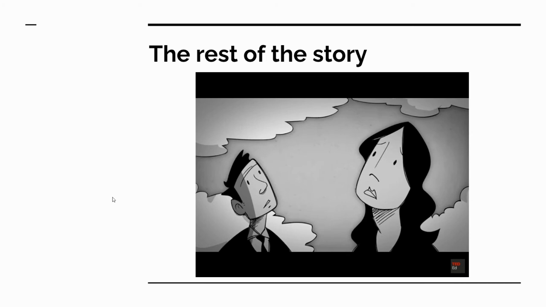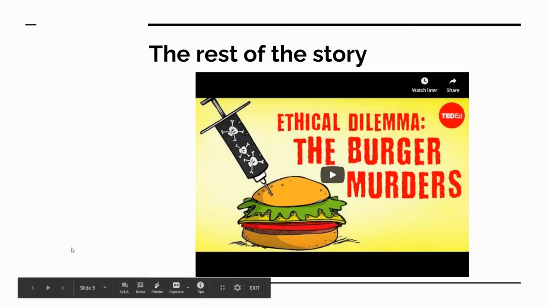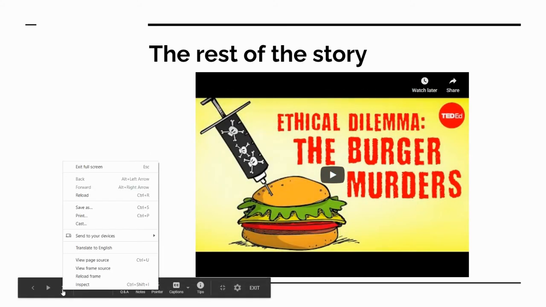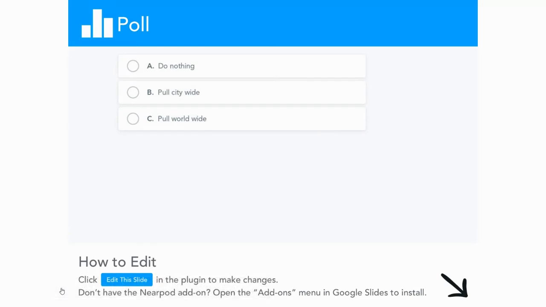Given the conflict between the interests of your customers versus those of your investors and employees, which one are you going to decide to do? Will you do nothing? Will you pull them citywide or will you pull them worldwide? I want you to tell me what you would do at this point and why. Has your view changed and why or why not?